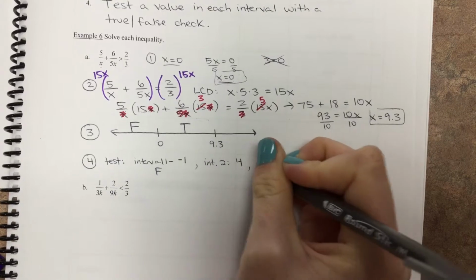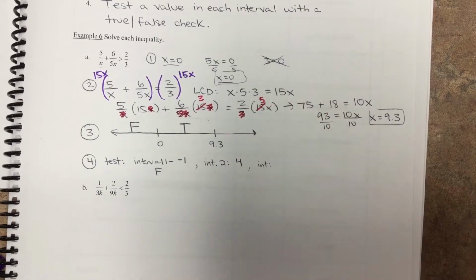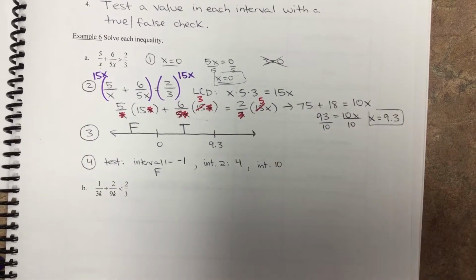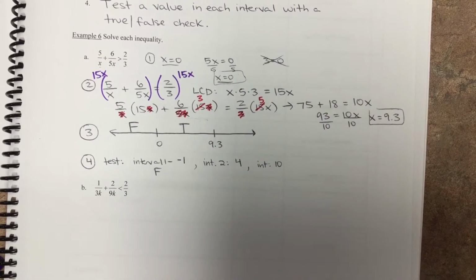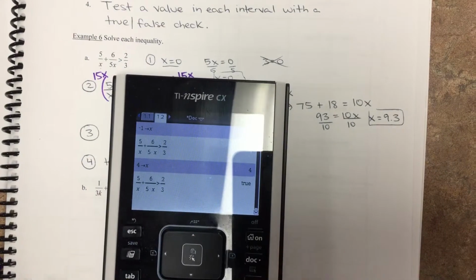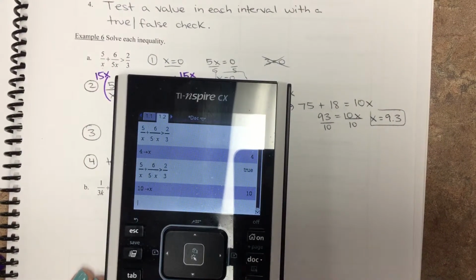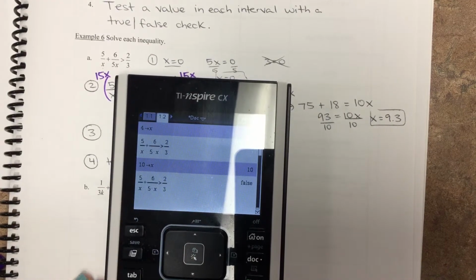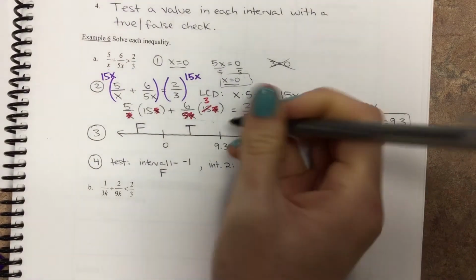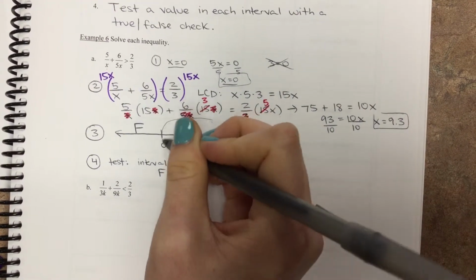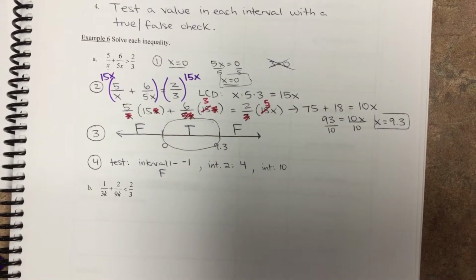And then finally, on that last interval, I'm going to pick anything that's bigger than 9.3. So like 10 would be an easy answer, but you could also use like 200 if you wanted to. Anything bigger than 9.3. So I'm going to take 10 and store that in as x, or like I said, anything you want. Arrow up, copy, paste, and that would be false. So on the other side, this turns out to be false.